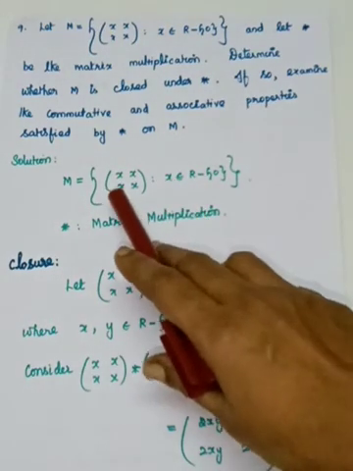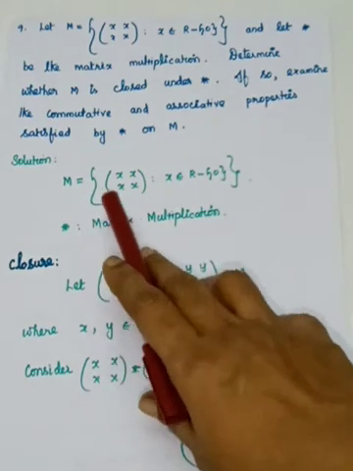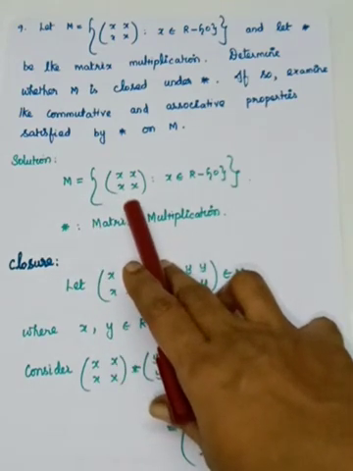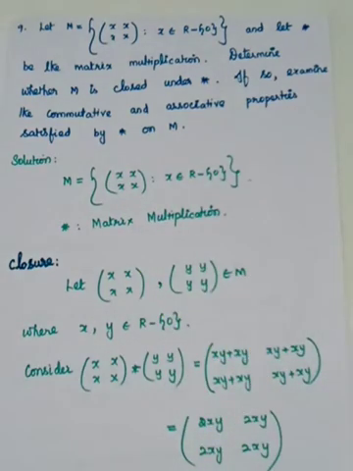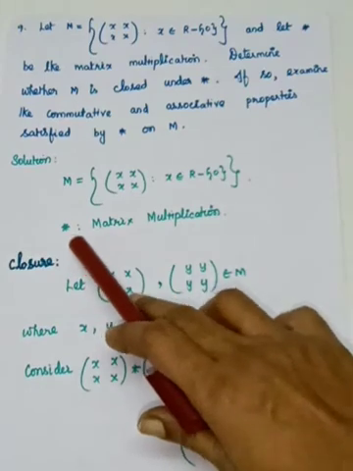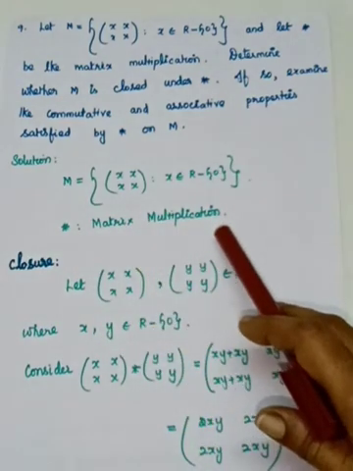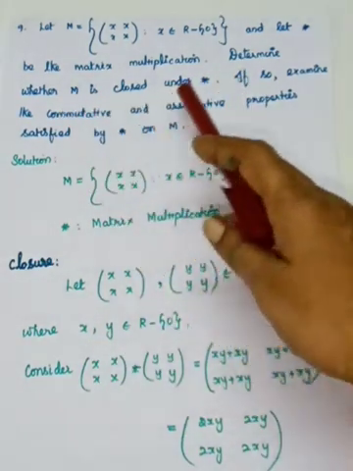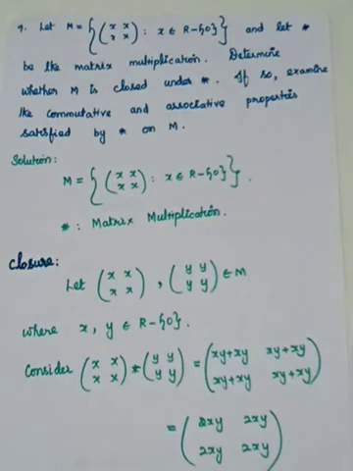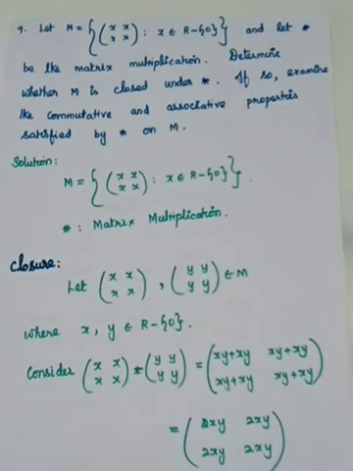So you see the set M having the elements as 2 by 2 matrices, where all the entries are the same, and that entry is a non-zero real number. Here, what is the asterisk? It's matrix multiplication. First we have to check the closure, to determine whether M is closed under asterisk. So we have to go for proving the closure property for the set under this operation, matrix multiplication.